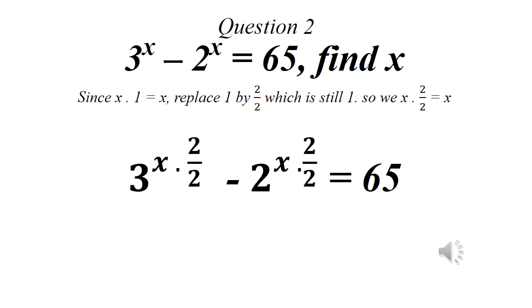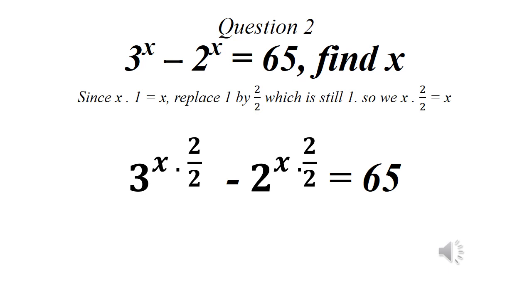Question number 2. We have 3 raised to power x minus 2 raised to power x equals 65. Find x. Since x multiplied by 1 will give us x, we can as well replace 1 by 2 over 2. 2 over 2 will also give us 1. So we want to multiply the powers on 3 and 2 by 2 over 2, which is also 1, so that we can make use of difference of two squares. That's why we are using this method.